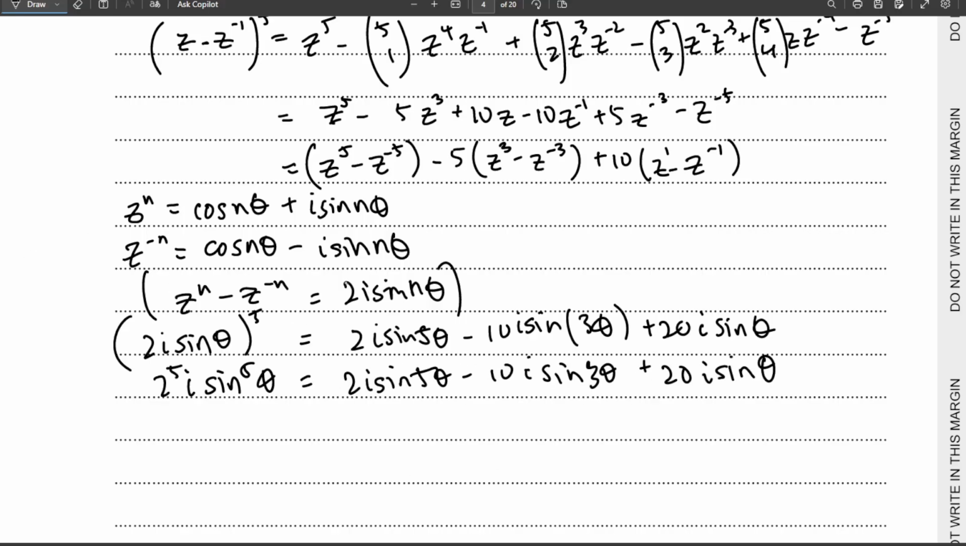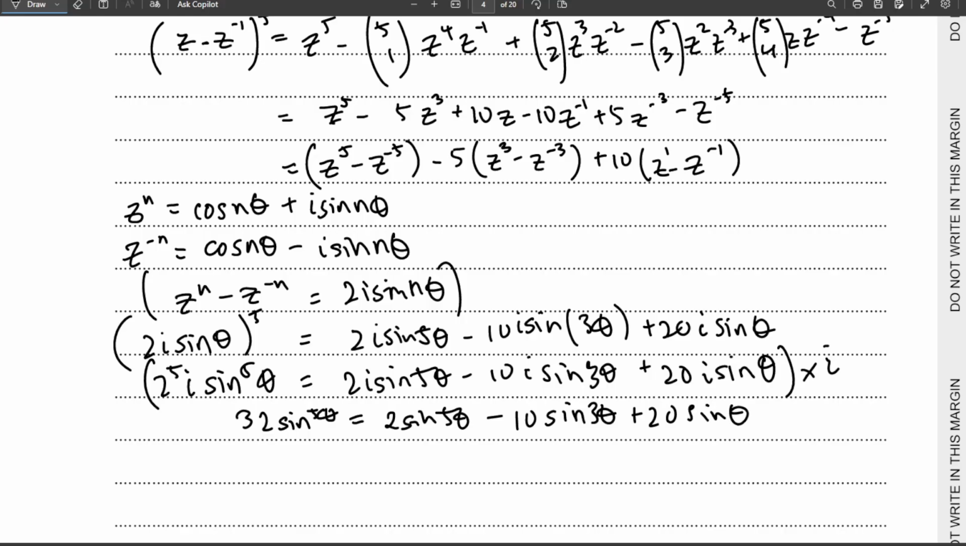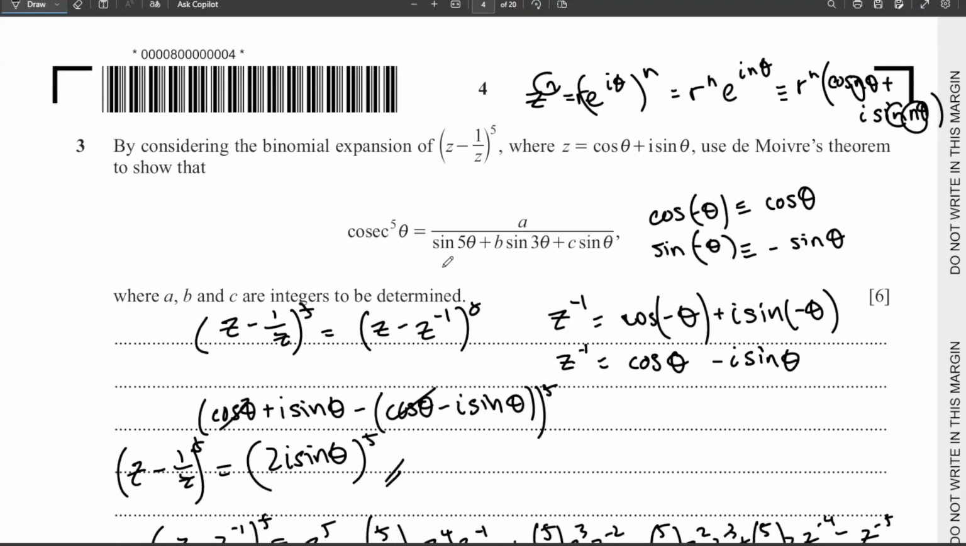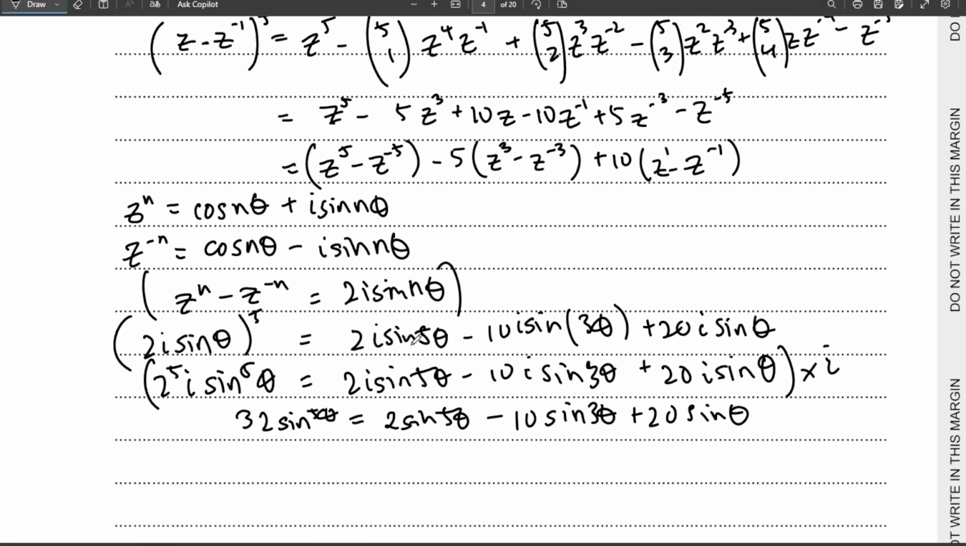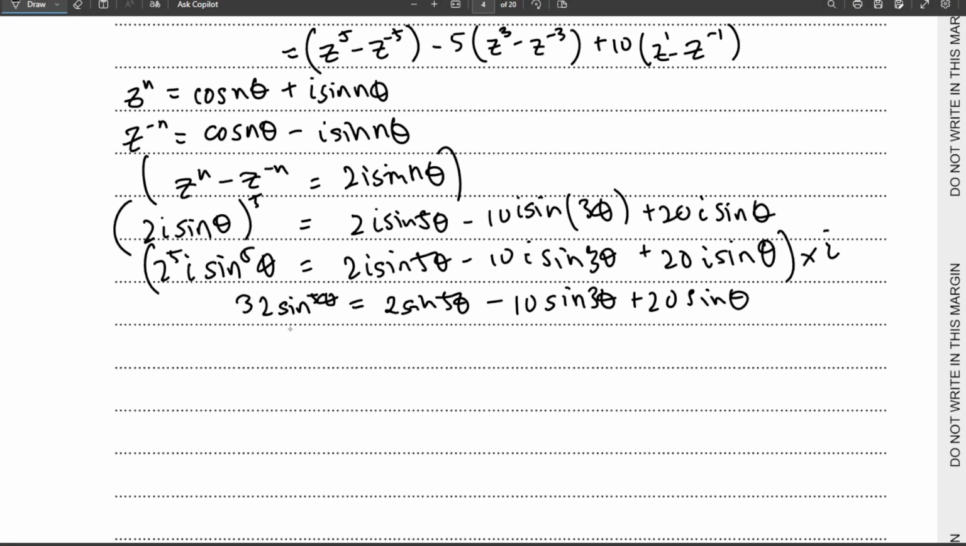Since we have the imaginary number on both sides, I'll multiply everything by the imaginary number, which doesn't change anything because everything has it, and if it becomes I squared, that's negative 1, so that cancels out everything. So we can rewrite this entire equation after simplification. And what does the question want us to do with it? Cosecant to the power of 5. So let's do the sine theta.